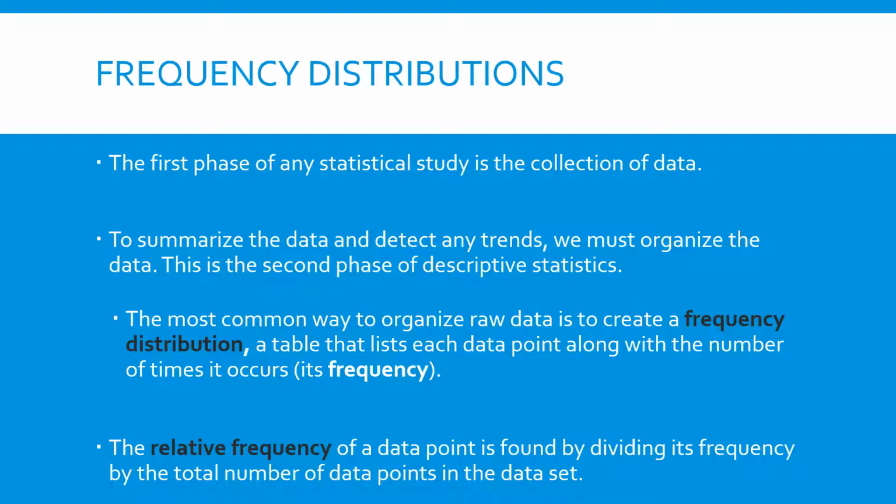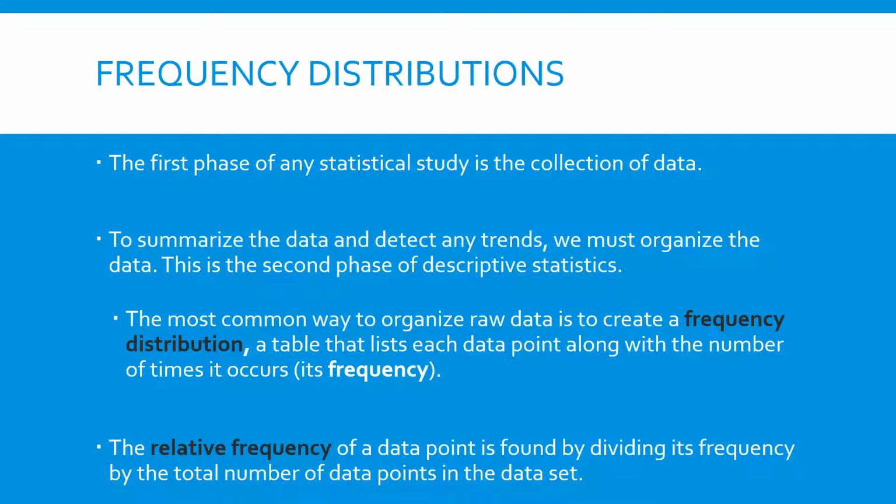Whenever you start a statistical study, the first phase is always the collection of data. And even before you collect the data, you have to decide how you're going to collect the data. There's a bunch of different ways that you can choose the people that you're going to collect the data from, or choose the cities or the animals or whatever you're collecting data on. There's lots of different ways to choose how you're going to select the individuals that are going to be in your study.